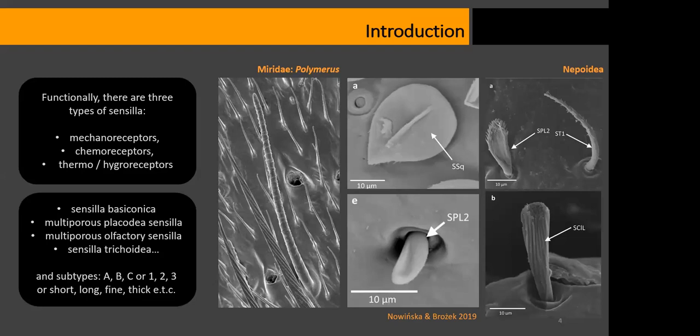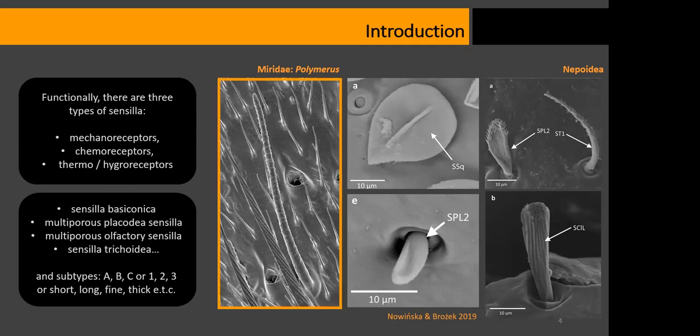Functionally, there are three types of sensilla: mechanoreceptors, chemoreceptors, and thermo- and hygroreceptors. The same sensillum is usually responsible for temperature and humidity perception. The morphological division, on the other hand, is much more complicated. Researchers use various, usually incompatible classifications.